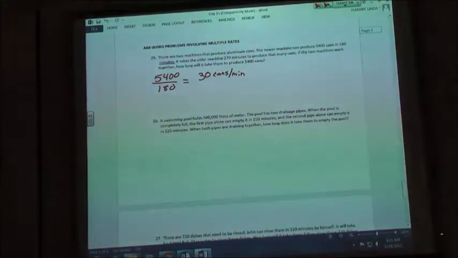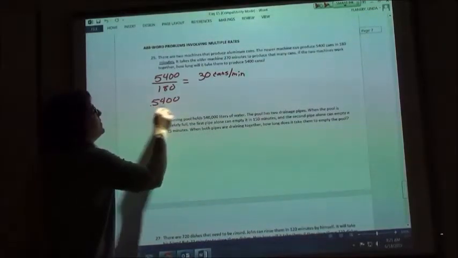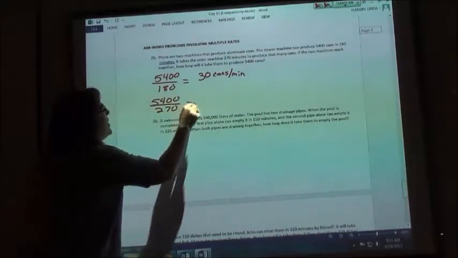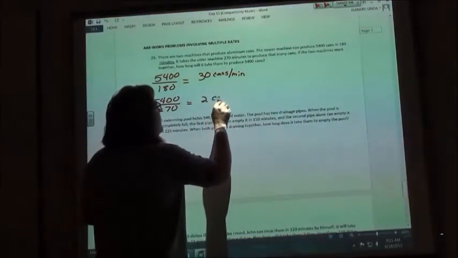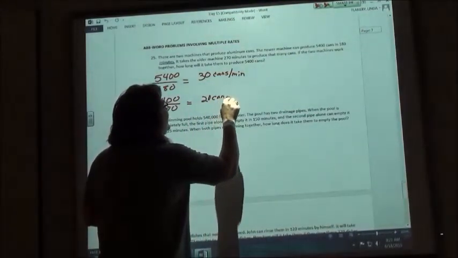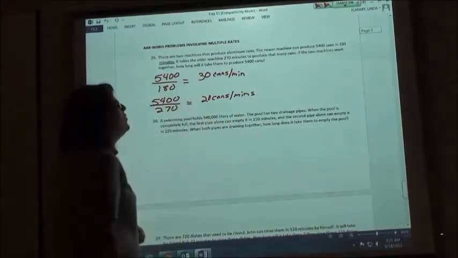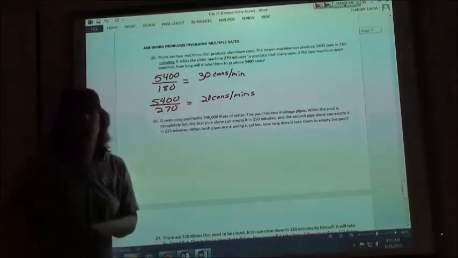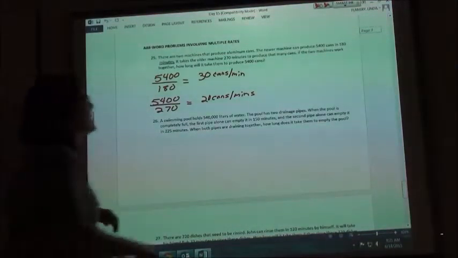The older machine takes 270 minutes to produce that many cans. So it's still doing 5,400 cans, but it's taking 270 minutes. So how many cans per minute does that machine do? 20. So if the first one's doing 30 cans per minute, the second one's doing 20 cans per minute, if they work together, obviously they're going to do 50 cans per minute.